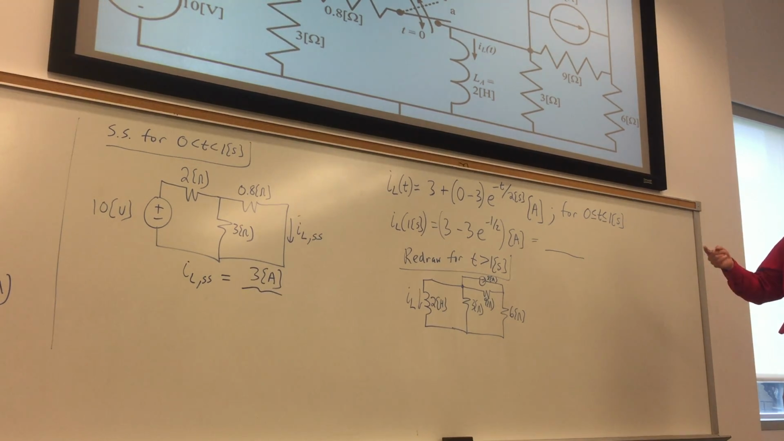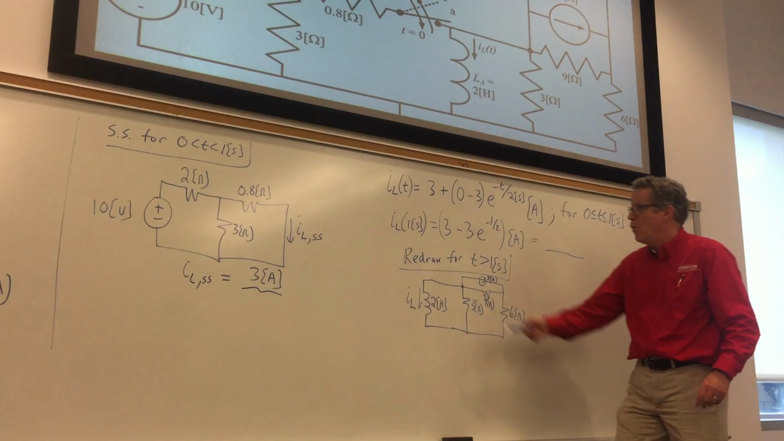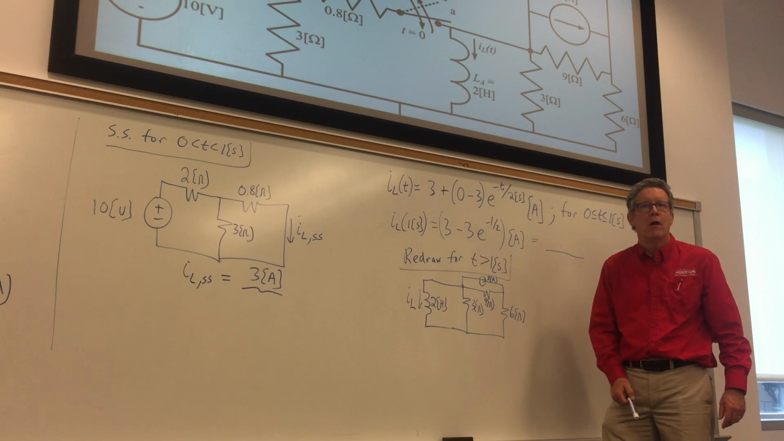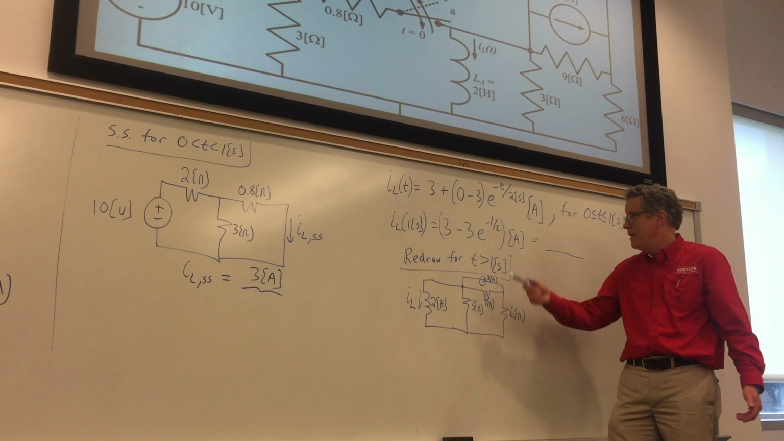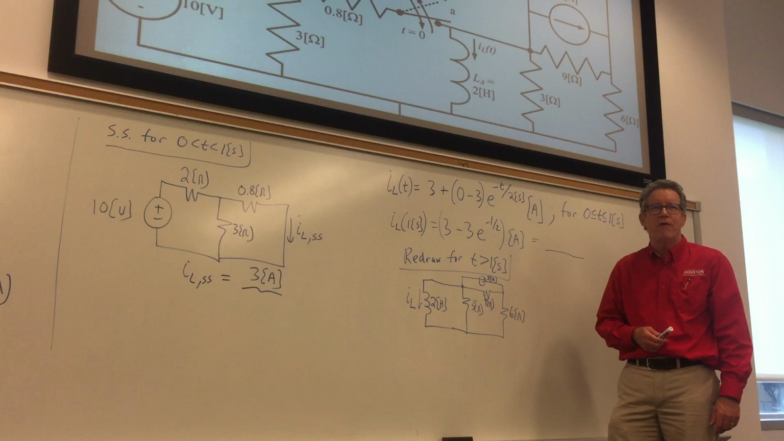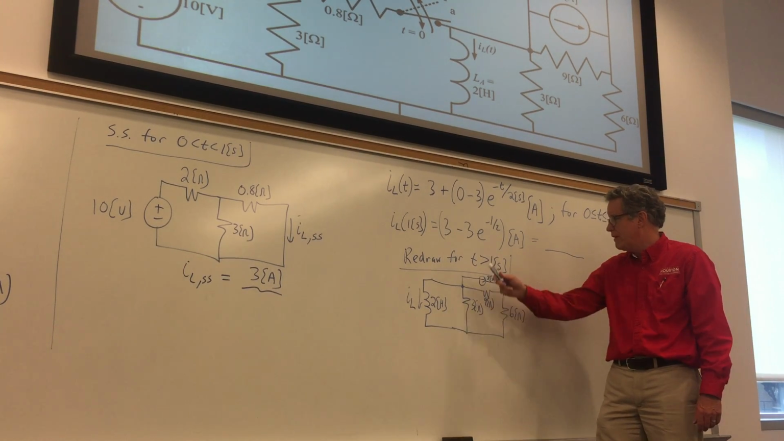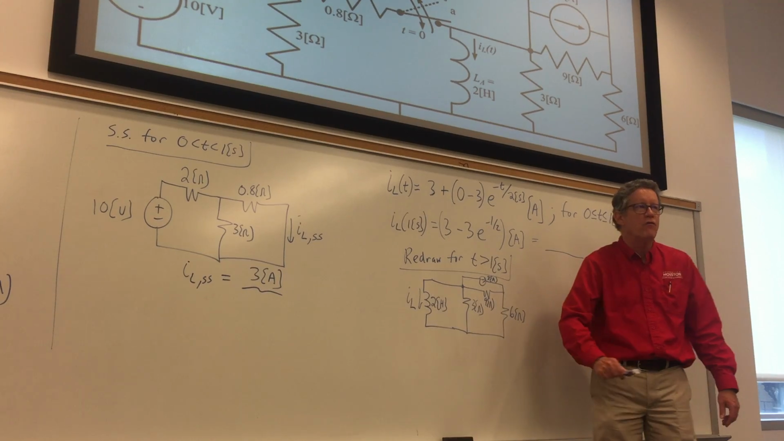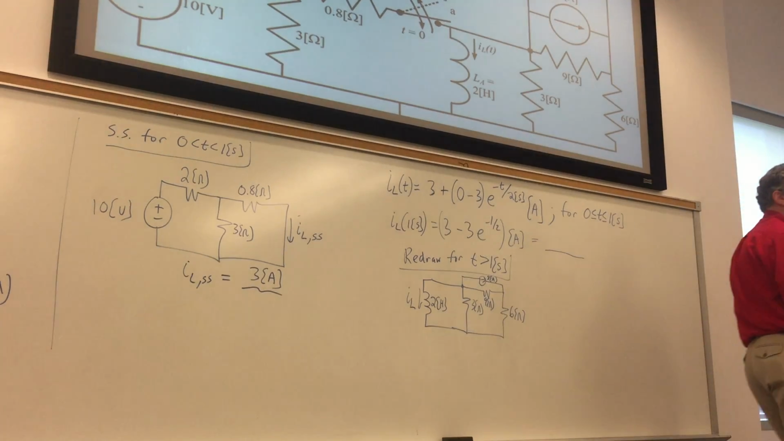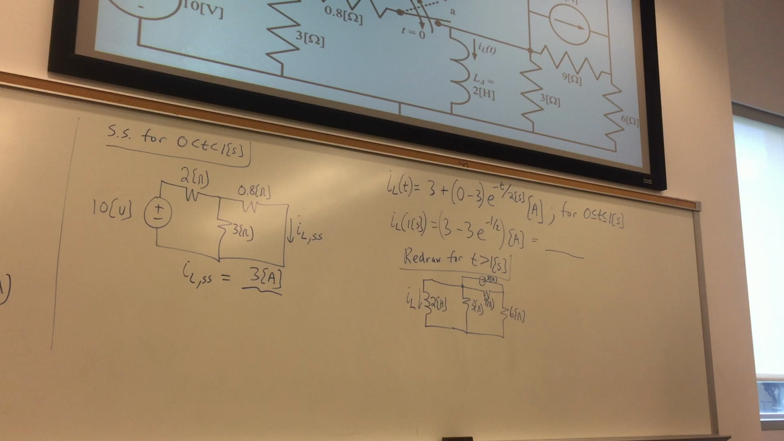We're going to redraw for steady state for t greater than 1 second, which means this is going to be a wire, which means I'm going to have a current divider rule. This resistor will have no effect. It'll be the current through the 6 ohm resistor. It'll be current divider rule. It'll give me a current.